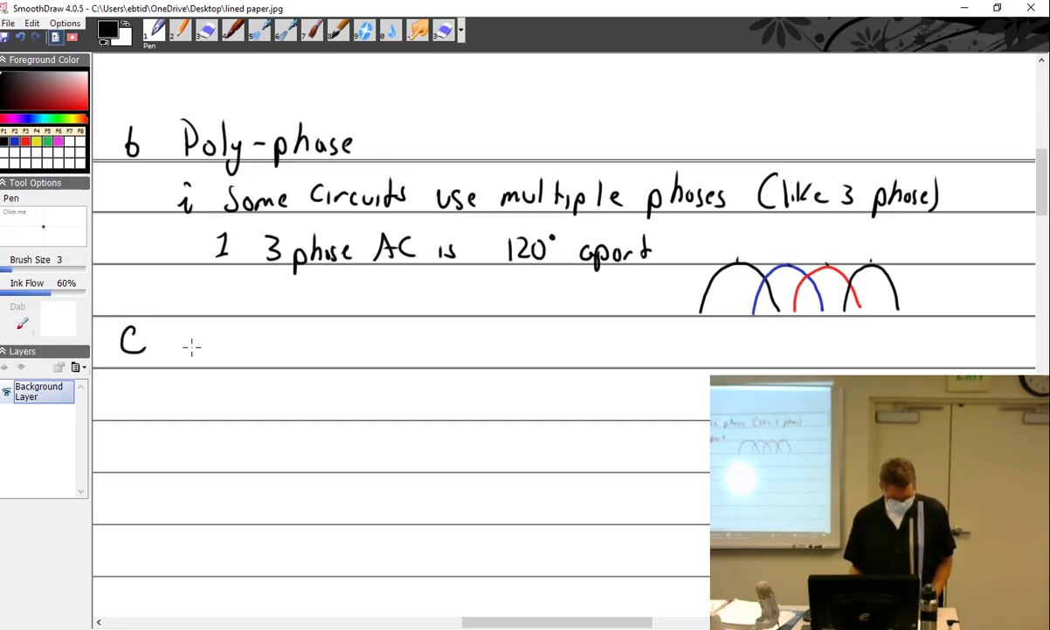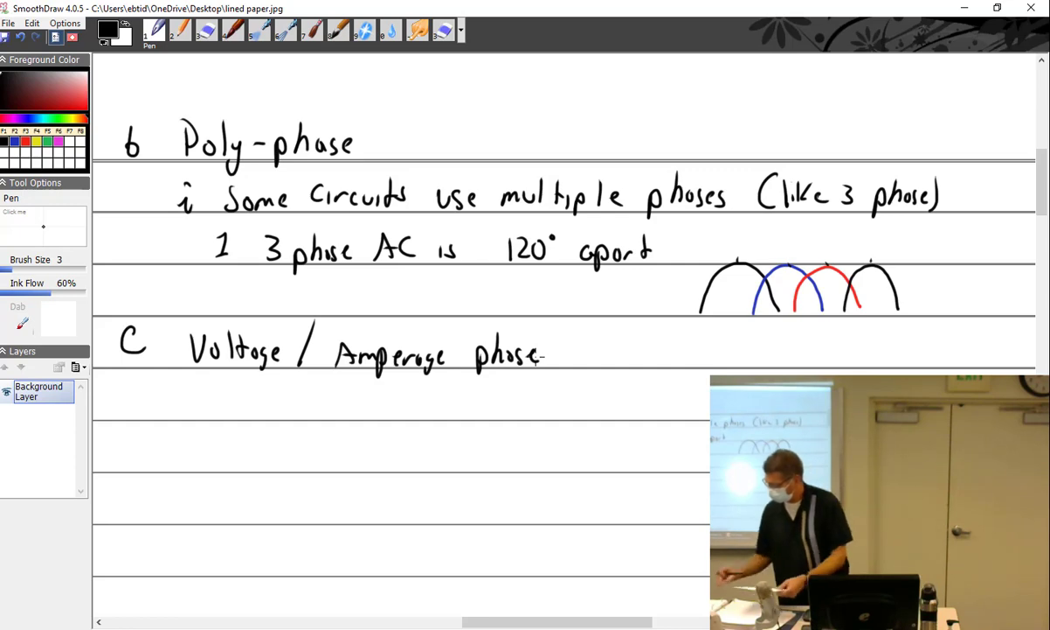C, voltage slash amperage phase. Now I think I just talked about that one, but we'll talk about it a little bit more.